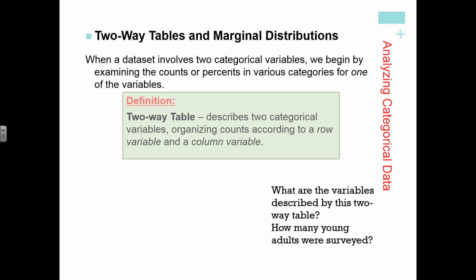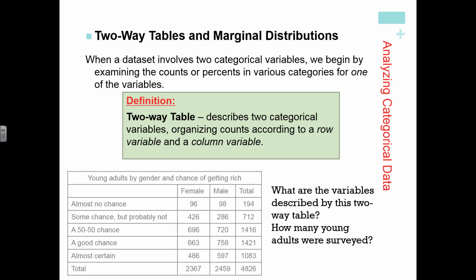Now, sometimes we want to analyze two categorical variables. We don't want to look at just one variable. We want to look at two, and we want to see how they act and how they can be compared to each other. But when we want to analyze two categorical variables, we'll always create a two-way table. The two-way table is designed to analyze these two categorical variables by organizing your data into rows and columns.